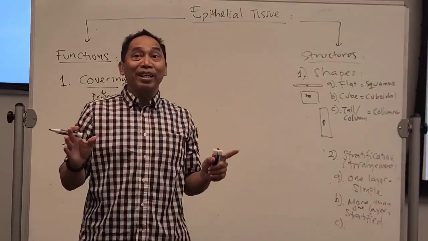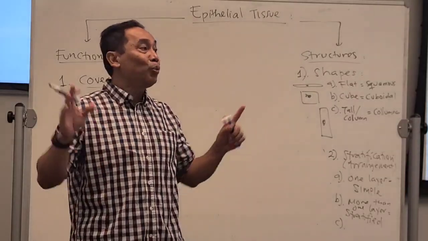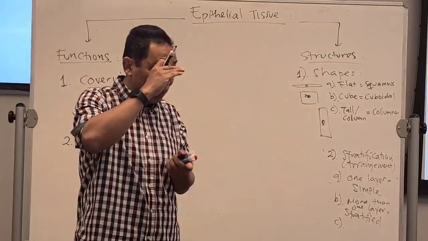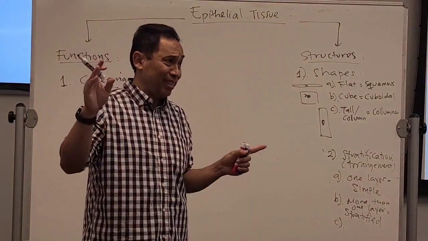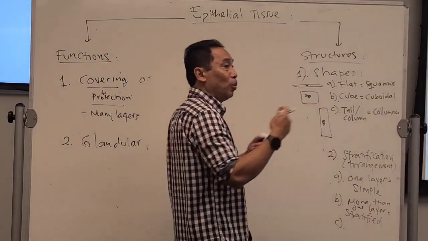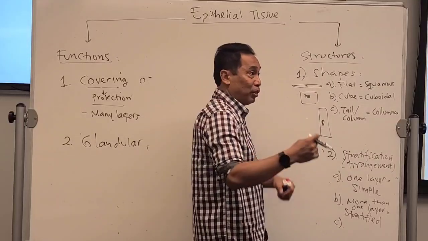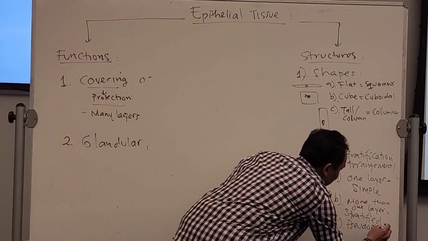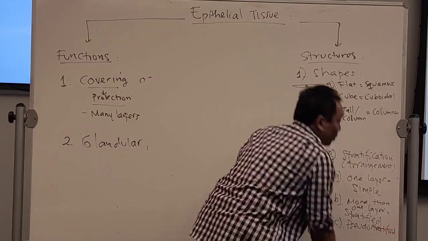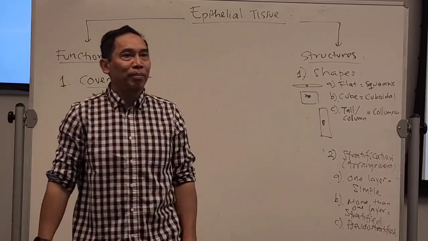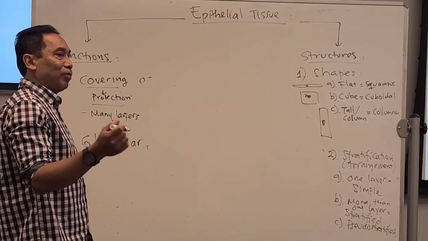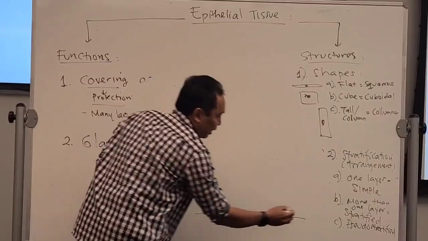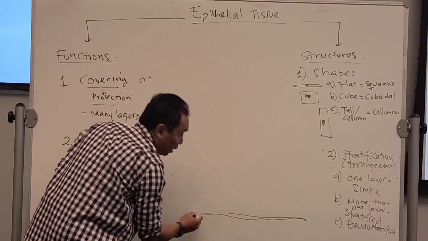It is one layer, but it looks like two layers. It is one layer actually, but if you see under the microscope, it looks like two layers. Therefore, it's called pseudo. Pseudo means fake. Pseudostratified. It's one layer, but it looks like more than one layer. So I'm going to make a drawing of this pseudostratified.